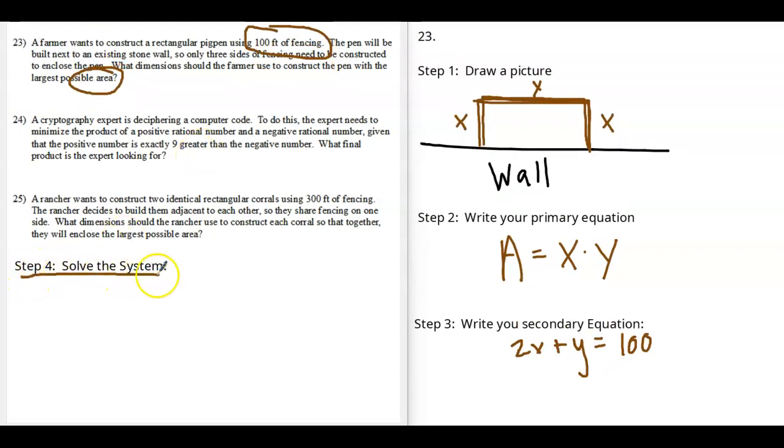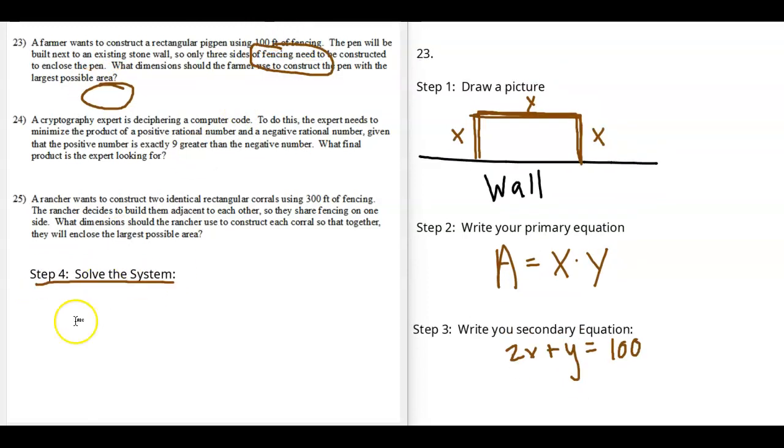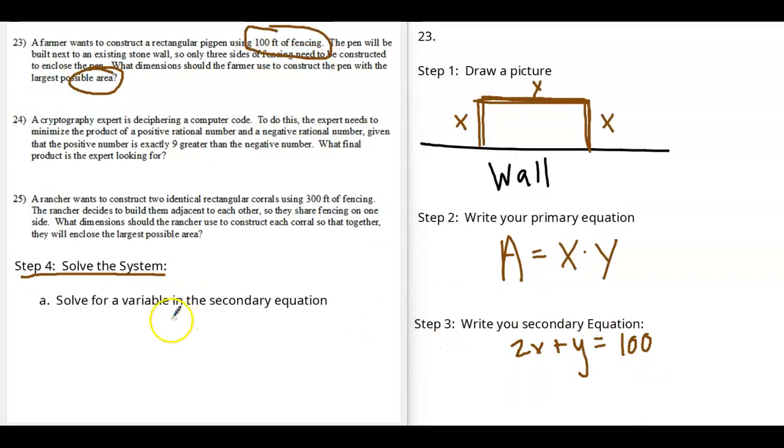So when it comes to solving a system of equations, there are some steps in that process. The first one is to get a variable by itself, so solve for one of the variables in your secondary equation. My secondary equation is 2x plus y equals 100. It doesn't technically matter which variable you get by itself, but there is a smarter choice. If I choose to get the y by itself by moving the 2x over, I don't end up with any fractions. If you tried to get the x by itself, you're going to end up with some fractions. So, make your life easier if you can.